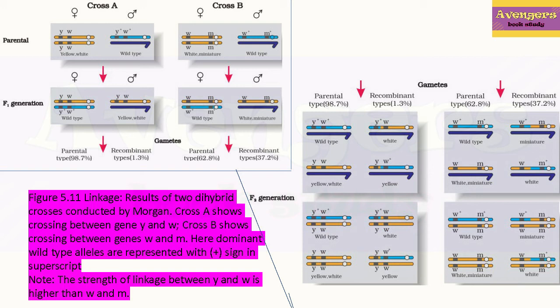Figure 5.11: Linkage, results of two dihybrid crosses conducted by Morgan. Cross A shows crossing between genes Y and W. Cross B shows crossing between genes W and M. Here dominant wild-type alleles are represented with plus sign in superscript. Note: the strength of linkage between Y and W is higher than W and M.